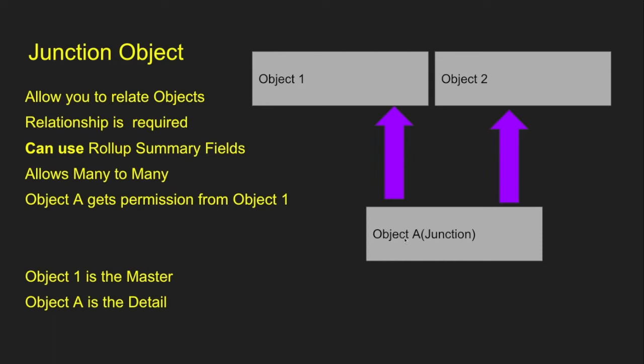Object A inherits its permissions from the first record that gets created. You can do roll-up summary fields here. But what's really nice is that I can have object 1 here and build a junction that I can relate object 1 to an object 2. And I can have a different object 1 record related to the same object 2 record over here. So it allows me to have multiple object 1s and multiple object 2s related to each other through this junction object right here. Again, object 1 is the master, object A is a detail, object 2 is also a master in this scenario as well. Great for many to many. Suppose that's what you want to choose for that.